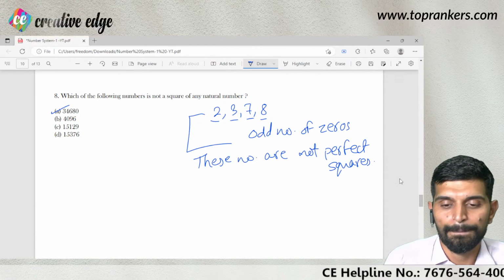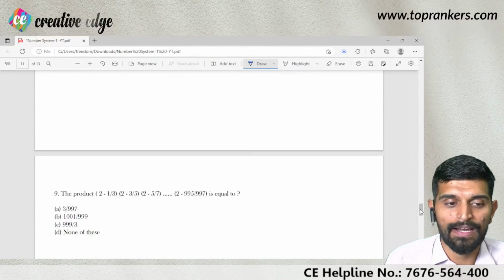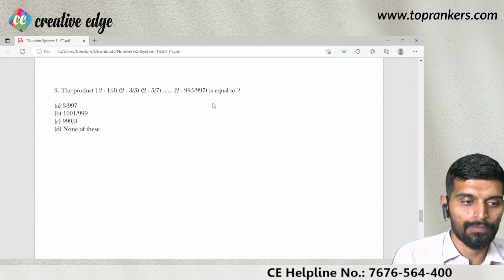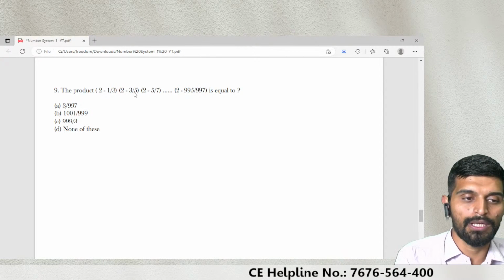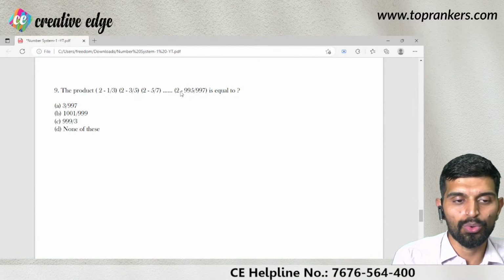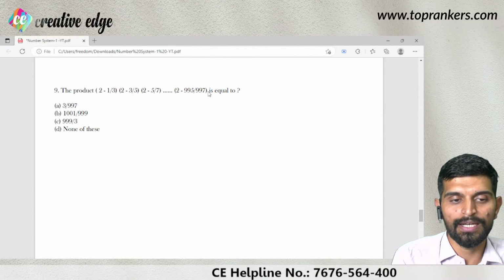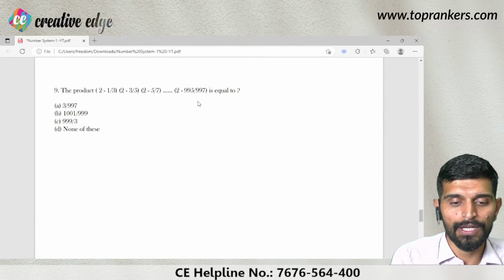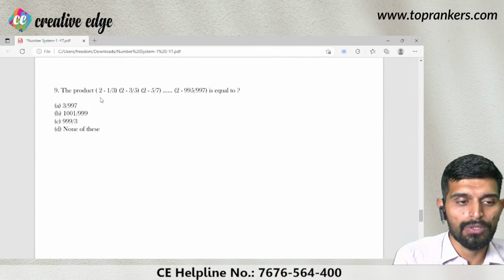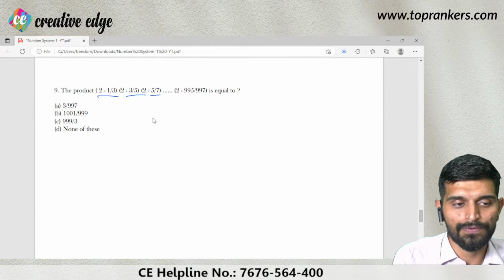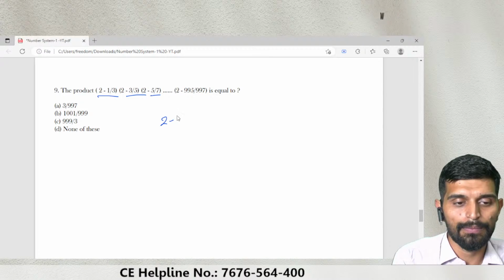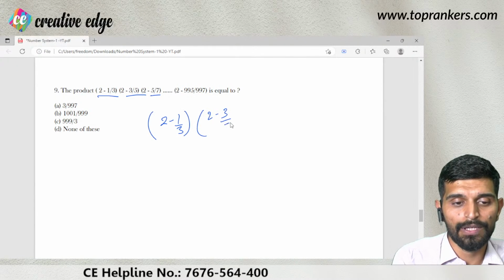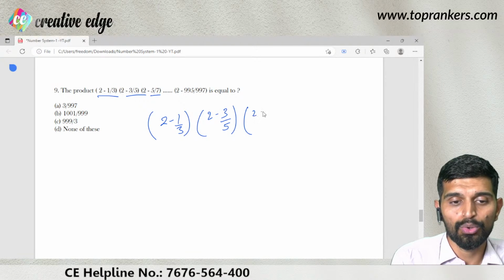Next, we have product of these numbers is equal to 2 minus 1 by 3 into 2 minus 3 by 5 into 2 minus 5 by 7 and so on up to 2 minus 995 upon 997. So this is the sequence, and we need to determine what will be the product. So let's try to simplify these three brackets first. 2 minus 1 by 3 into 2 minus 3 by 5 into 2 minus 5 by 7.